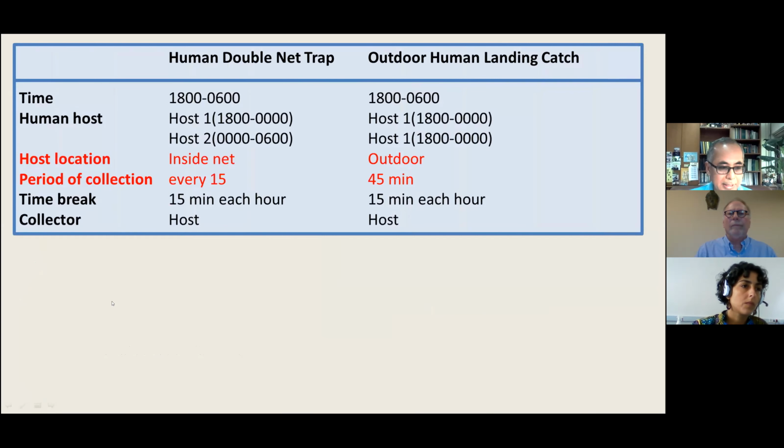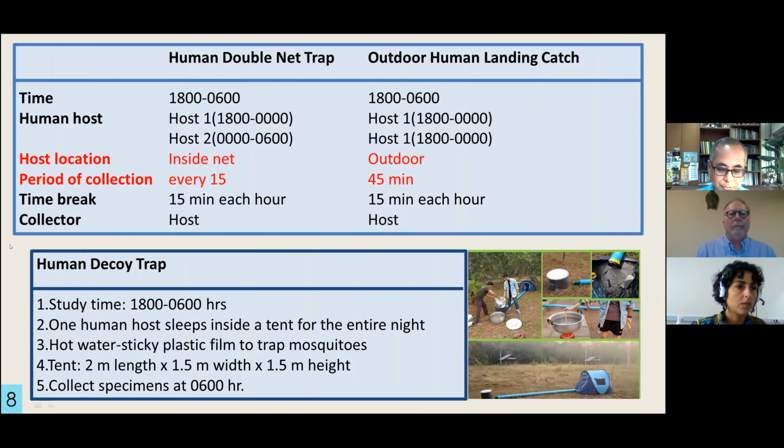Let me give you more details about the trap methods. The human double net trap and outdoor human landing catch are quite similar, except that the host for the human double net trap remains inside the net, and the host performs the mosquito collection in between the two net layers once every 15 minutes. For the human decoy trap, one human volunteer sleeps inside the tent during the whole period of collection. A ventilator fan system connected to the pipe inside the tent carries the human breath away to the end of the pipe to attract female mosquitoes. At the end, as you can see here, a sticky plastic film is used to trap mosquitoes outside the tent.